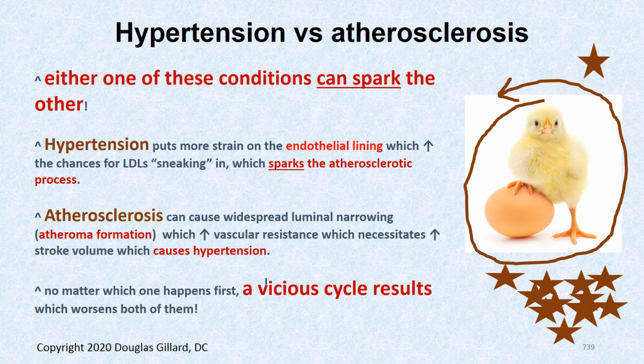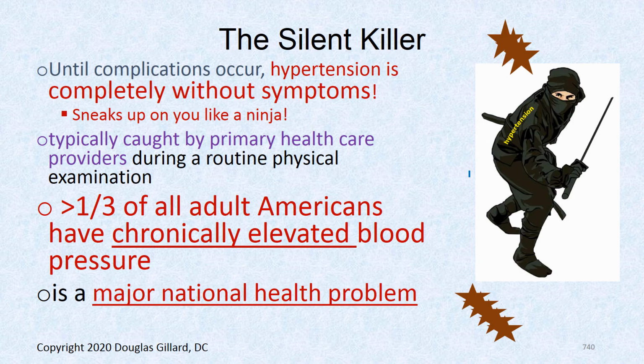Chicken or the egg. Either one of these conditions can spark the other. Hypertension puts more strain on the endothelial lining, allows more LDLs to sneak in. LDLs spark the atherosclerosis, which causes a beaver dam. Atherosclerosis causes a beaver dam, and that increases hypertension. And the increased hypertension causes more LDLs to sneak in, and that causes a worse beaver dam, and you get this vicious cycle between increased blood pressure and worsening of the atherosclerosis, plaquing. Vicious cycle. It's the silent killer. There's the hypertension ninja.